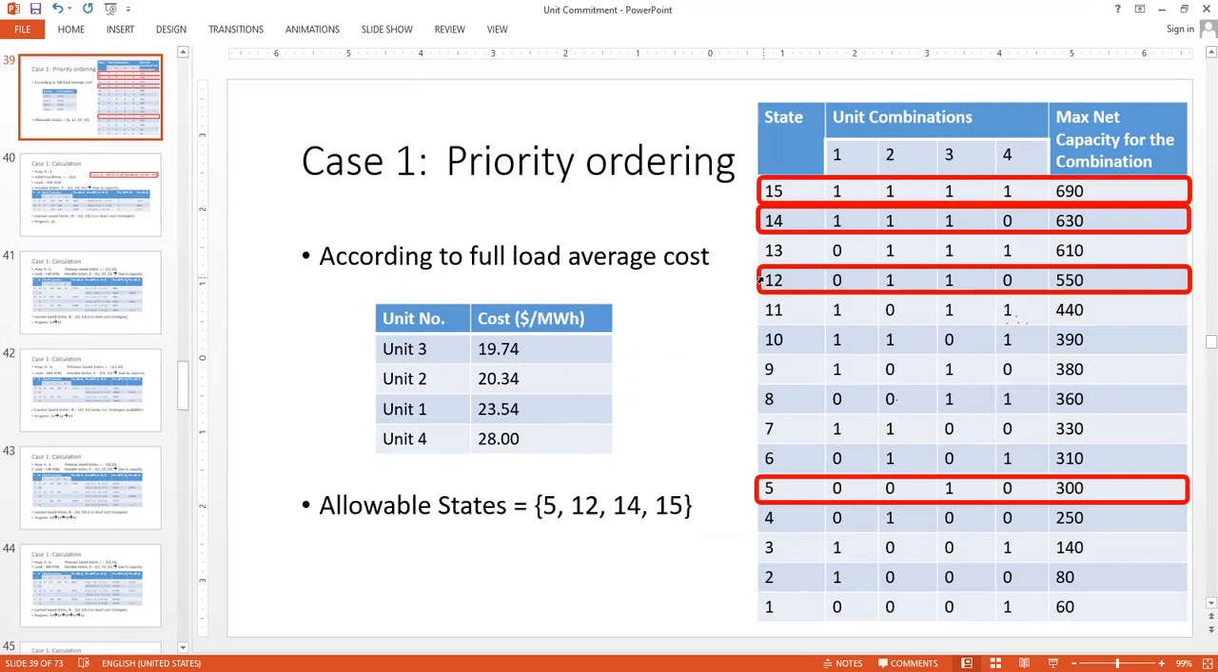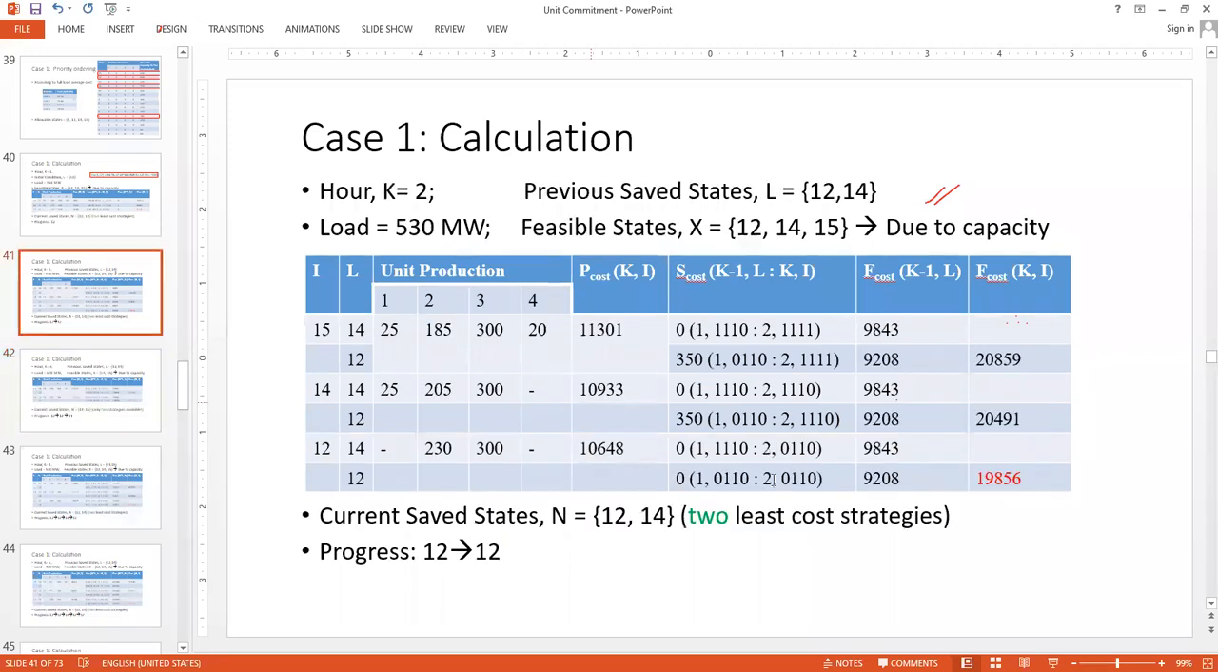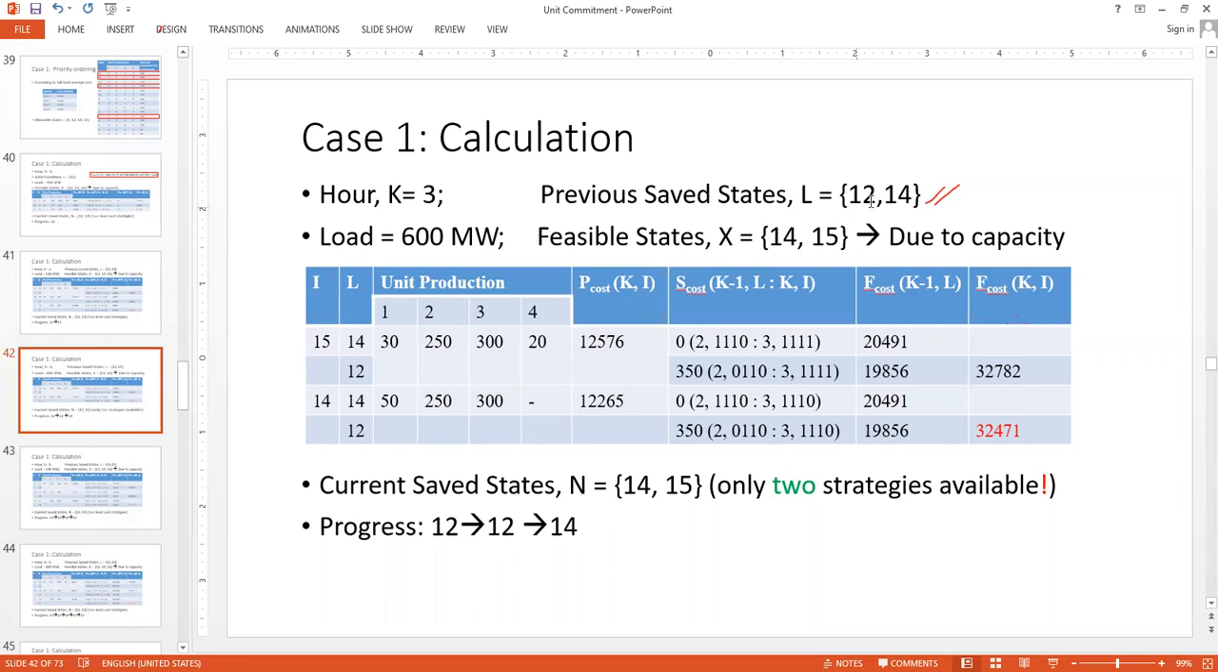State number 12 is not a feasible state. State 5, of course, is not a feasible state. So only 14 and 15 are feasible. So in our number 3, you have to make less calculation. That's good for us. Okay, so the previously saved state will come from the n value in our number 2. So the n value in our number 2 is 12 and 14. So the L value is now updated, 12 and 14.